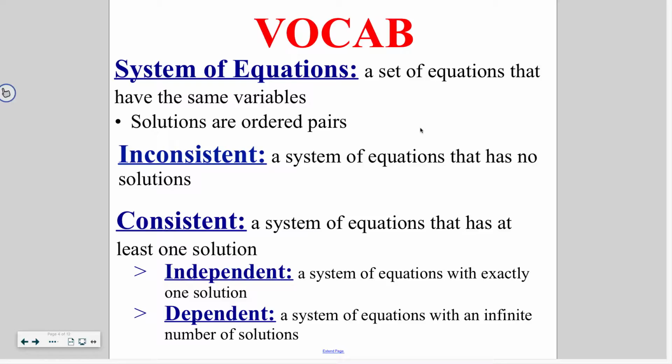One type of system of equations is called inconsistent, and this is where the system has no solutions. What this means is that those 2 lines, when graphed, are never going to touch. This is another way of saying that they are parallel.